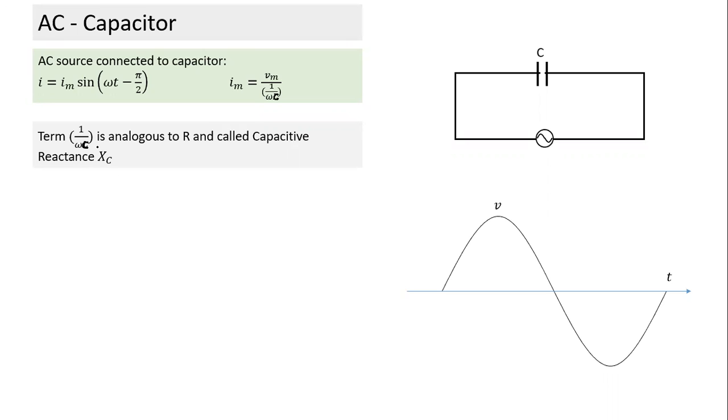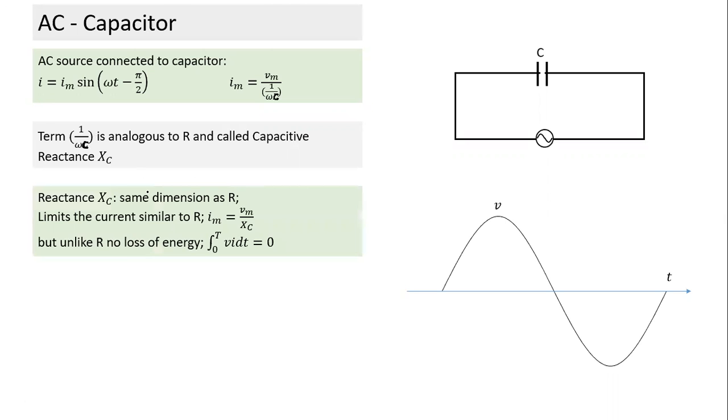Okay. So XL was equal to omega L. Here it is 1 by omega C because of the difference between integration and differentiation, so it is in the denominator. XC has the same dimension as resistance, and it limits the current. Here also there is no power consumption, as the average power is 0. The capacitor sometimes stores energy. When charge increases, it stores energy. When charge decreases, it releases energy.